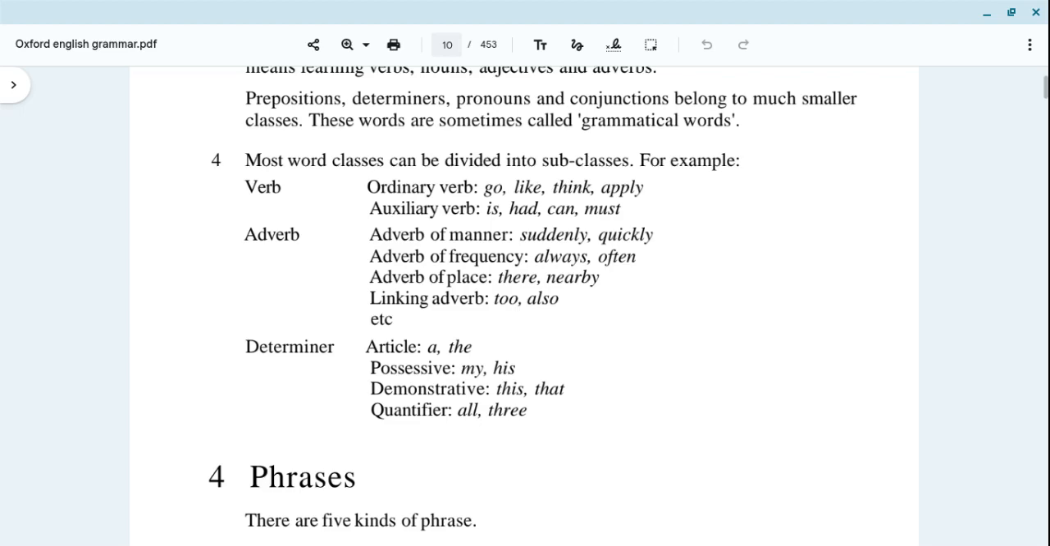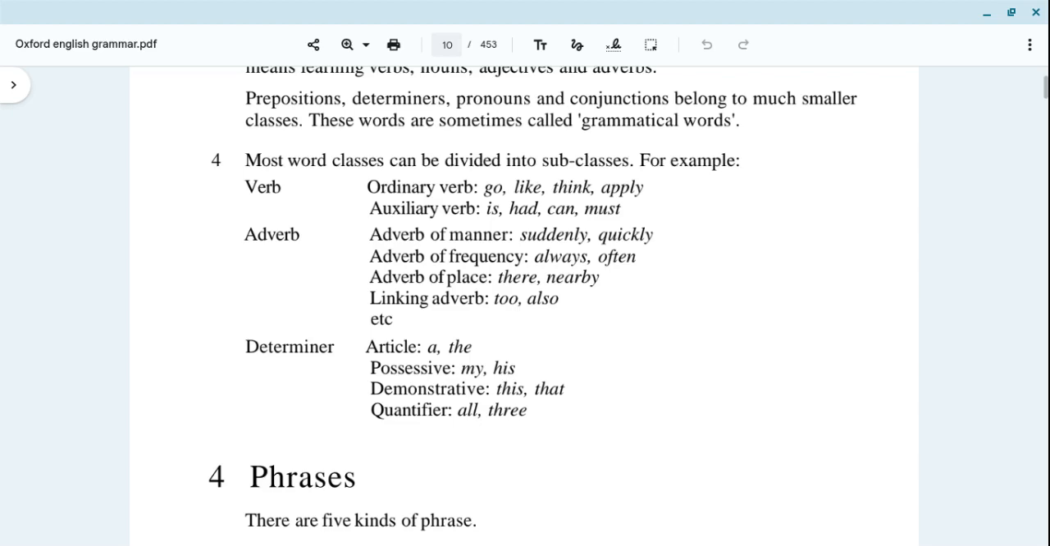Adverb can be divided into adverb of manner, adverb of frequency, adverb of place, and linking adverb. So let's go. Adverb of manner: suddenly, quickly. Adverb of frequency: always, often. Adverb of place: there, nearby. Linking adverb: too, also, etc.